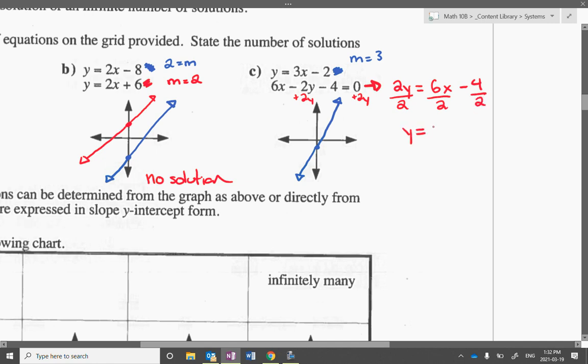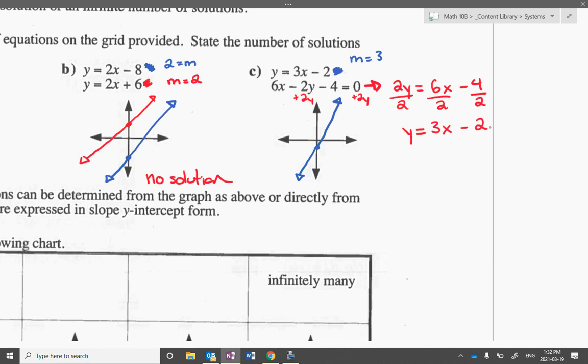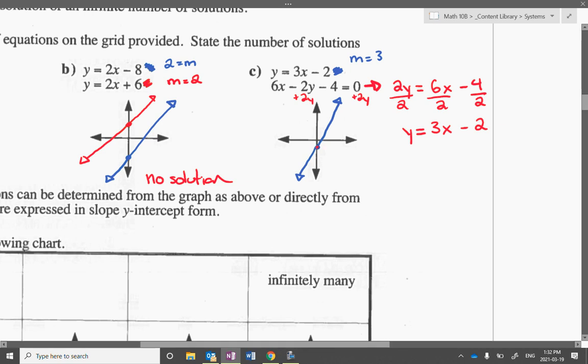I added 2 to both sides, which made it a positive. What do you notice about that equation? It's the same. So if I was to draw the second equation, I'm going to draw it right on top of my blue line, which means there are infinite points or infinite solutions.